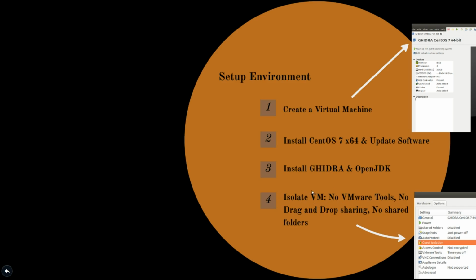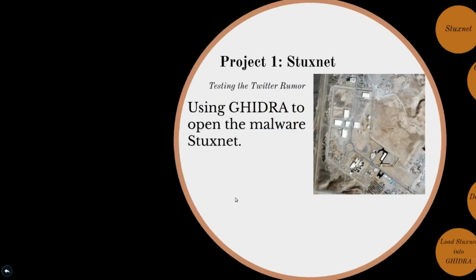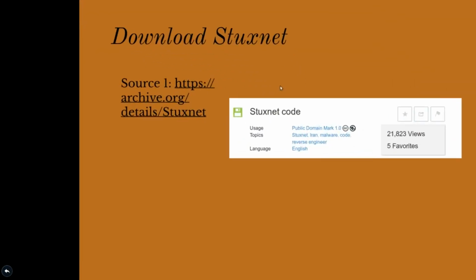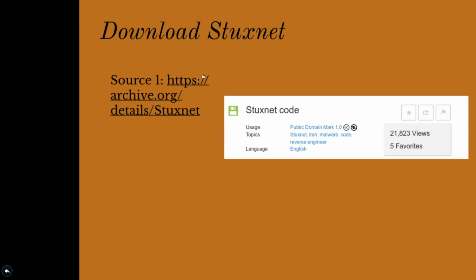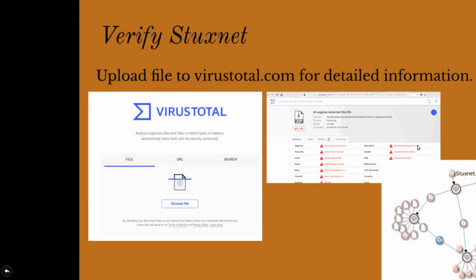I wanted to make sure that the malware couldn't escape. So to isolate the VM, you can or cannot use VMware tools. It's probably a good idea to disable drag and drop, and definitely no shared folders between the virtual machine and your host operating system. Downloading Stuxnet, you can go to this URL and download the zip file here.